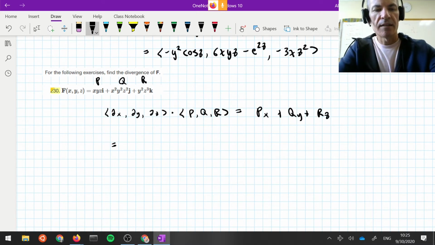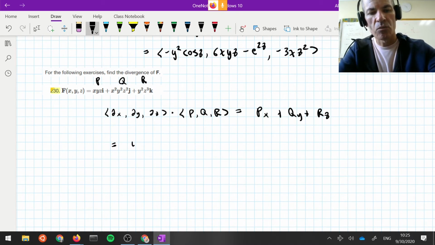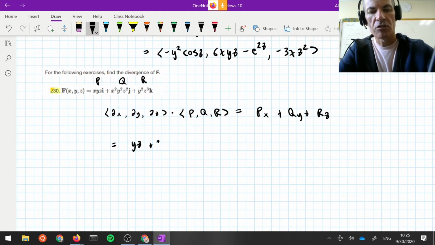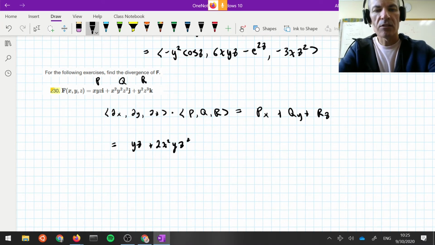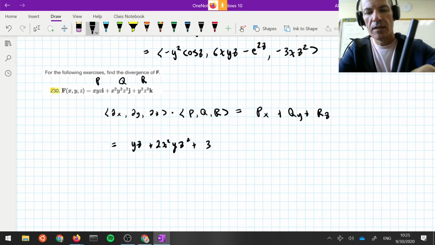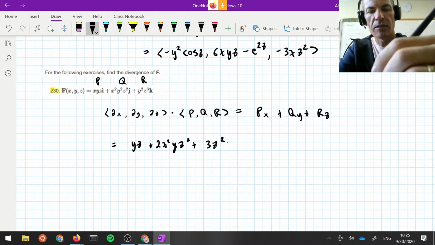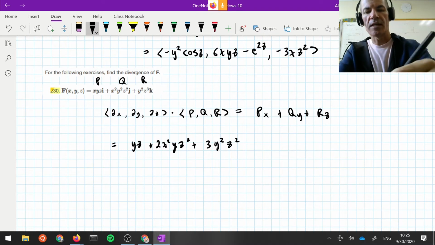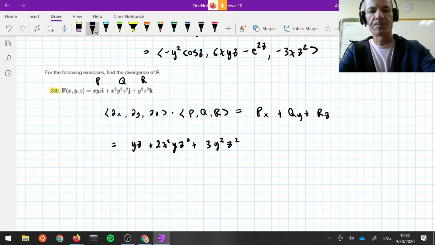And now we'll go through the components and do the appropriate partial derivative. So the partial of P with respect to x is just yz. The partial of Q with respect to y is just 2x squared y z squared. And last, the partial of R with respect to z is 3y squared z squared. And remember, this is a scalar quantity, not a vector quantity.